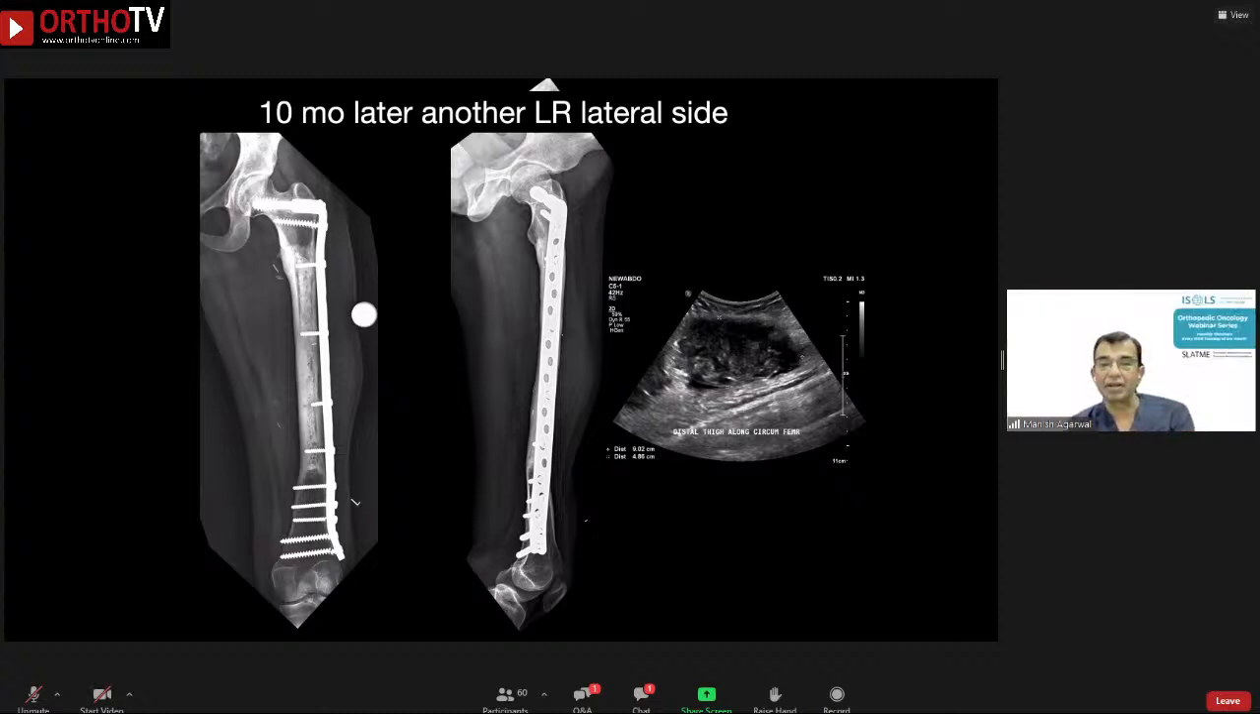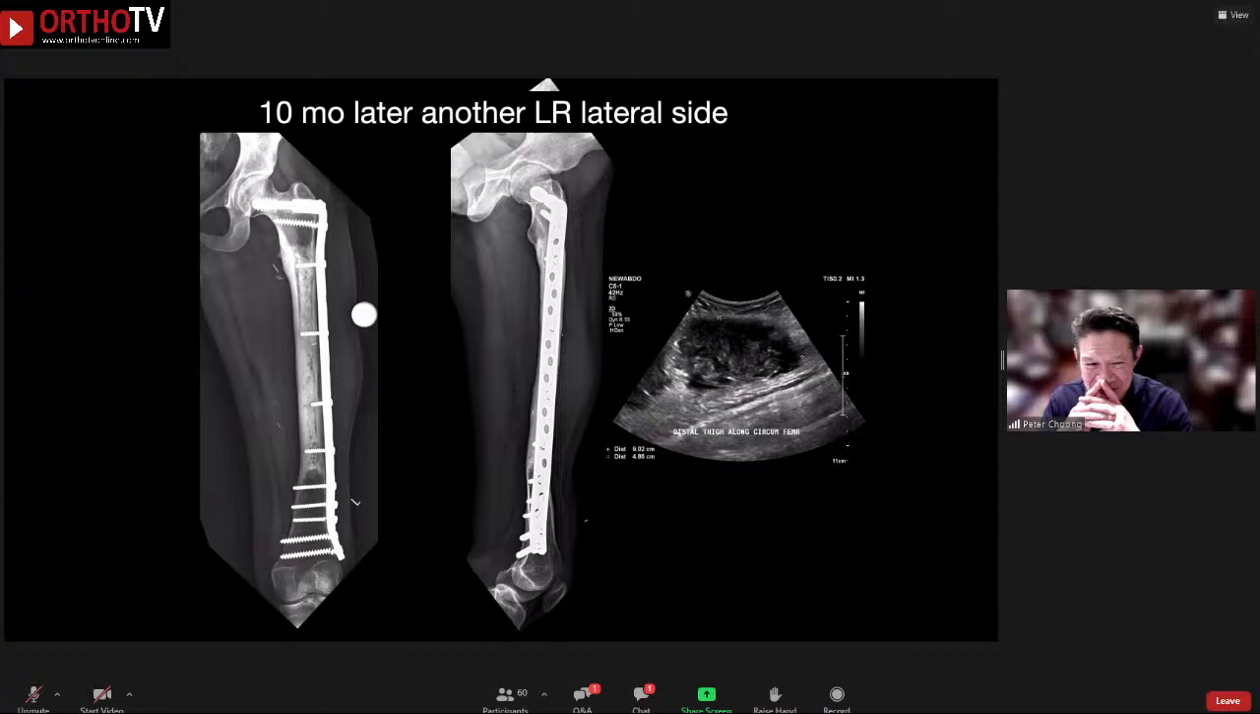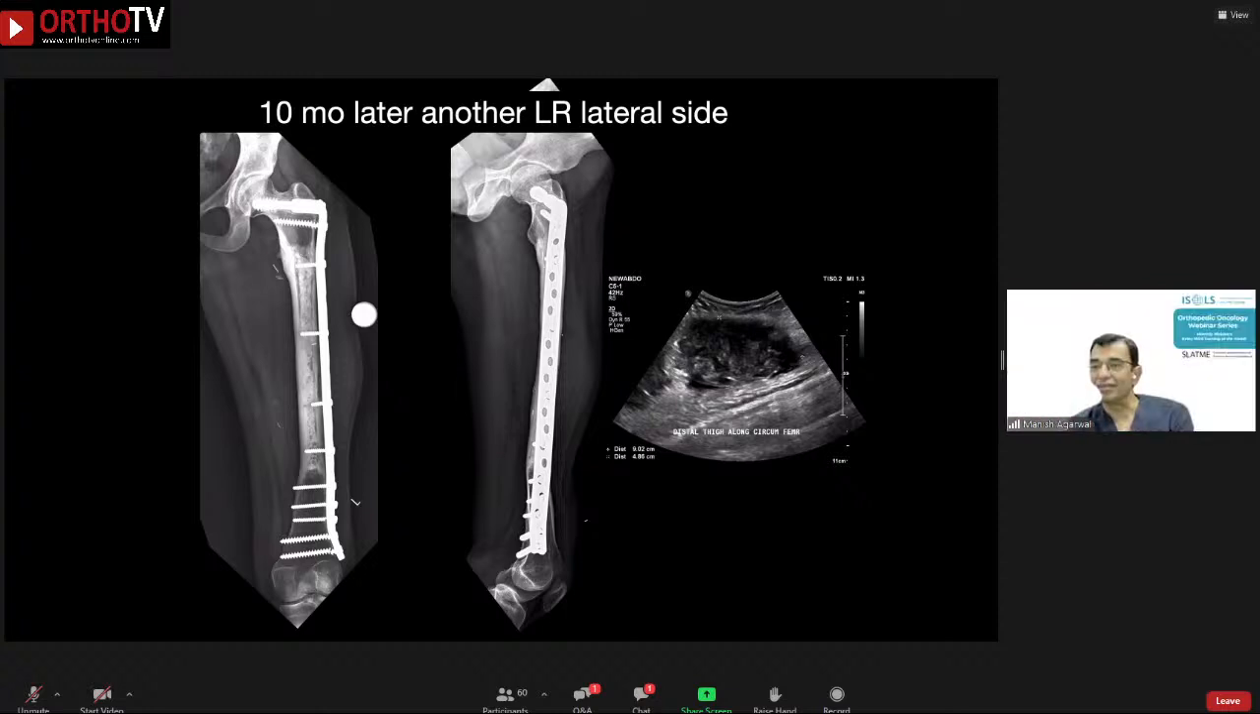Now, 10 months later, she got another recurrence, and this time it was on the lateral side. It wasn't on the medial side where she was operated from. This one is over the plate. This one is a little mobile compared to what it was before because it looks like it is moving over the plate. And again, you don't see any bone formation here on the X-rays. We did an ultrasound, and the ultrasound showed again that the vessels are away from the tumor. So again, the same dilemma: how should we treat it now?